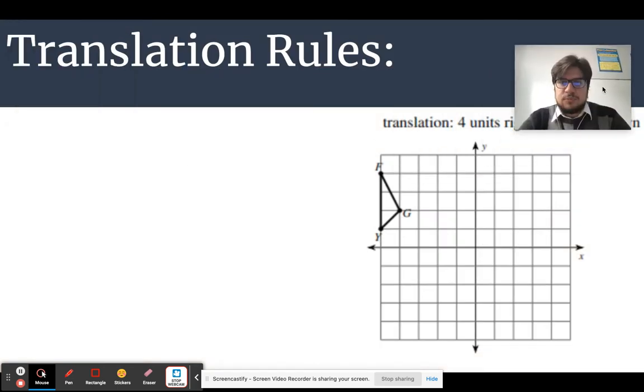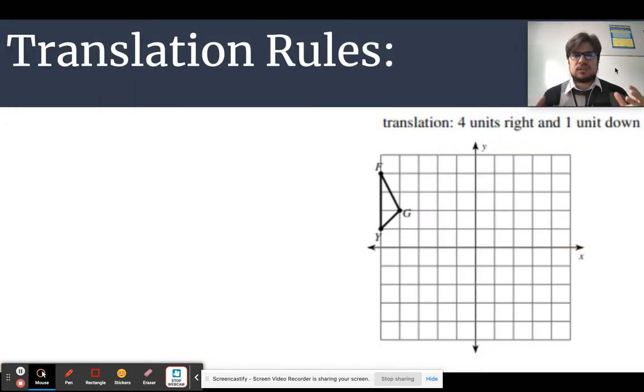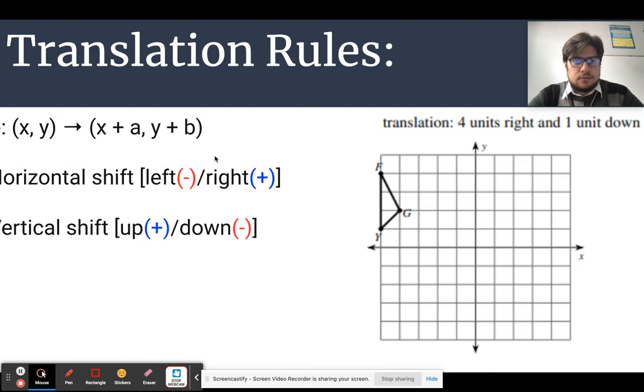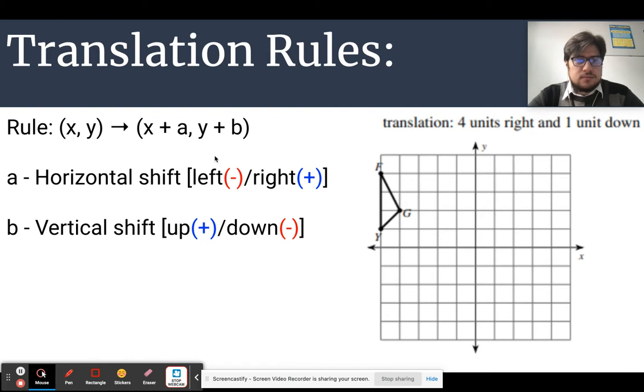Okay, let's look at an example right over here. Translation rules. So we want to translate this 4 units to the right and 1 unit down. We want to shift this over to the right. And it's easy to do when we have a graph, but what if we didn't have a graph? And this is where these rules are going to come into place. My rule is we take the original point, x comma y, so whatever that value is, right? X comma y, we don't know what it is, but we're going to add a to x and we're going to add b to y, right?